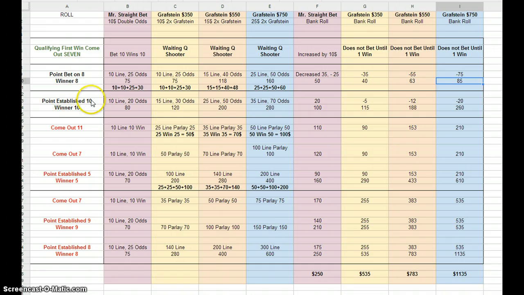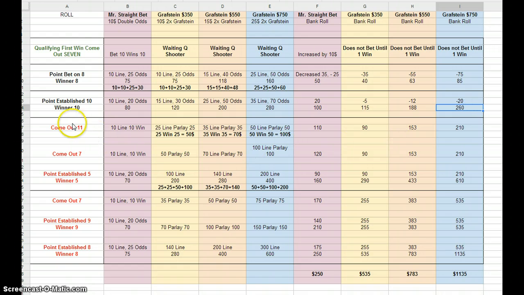And again, the same thing happens here for a point 10, winner 10, where our straight better picks up $80. But now you see that our Grafstein method players have increased their bets. So where he started at a $25 bet and won, and then he presses to 35, 15, press to 25, 10, press to 15, and then again the impact on each bankroll, and then their total bankroll increase.